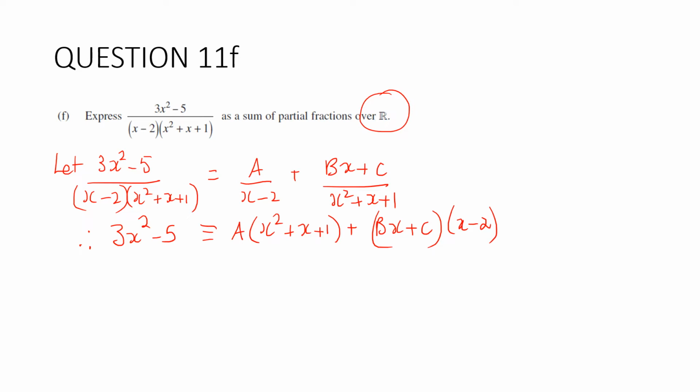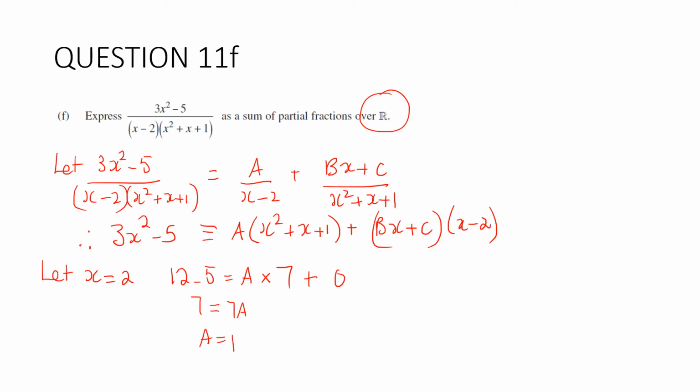All right, we need to eliminate. Let's start with 2. Let x equal 2. So 3 times 2 squared is 12, take away 5 is equal to A times (2 squared is 4, plus 2 is 6, plus 1 is 7), and this will all be 0. So I have 12 take away 5 is 7 equals 7A. A is equal to 1.